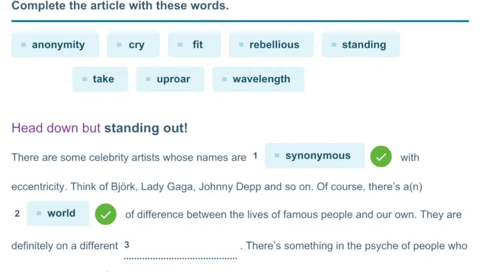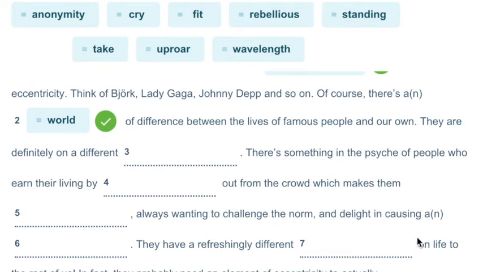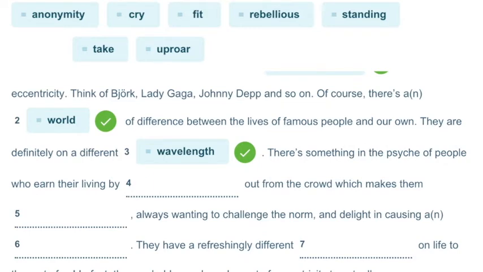There's a world of difference between the lives of famous people and our own. So you can say that there's a world of difference means that there's a huge difference. So this is a nice expression to show how big the difference is. So there's a world of difference between the lives of famous people and our own. They're definitely on a different wavelength.